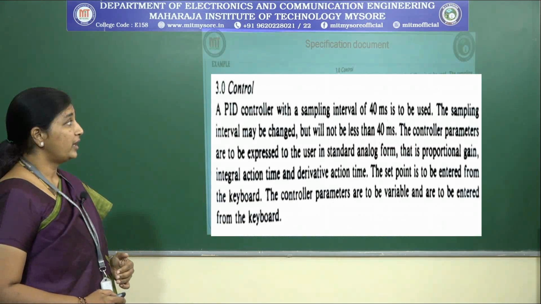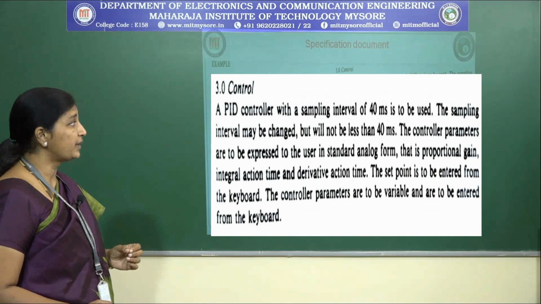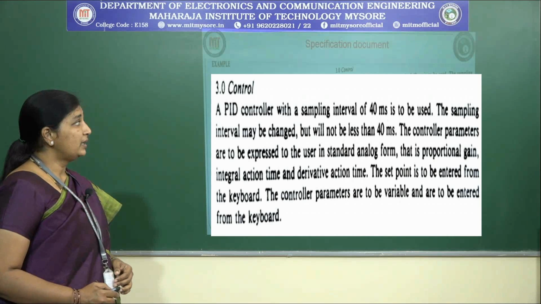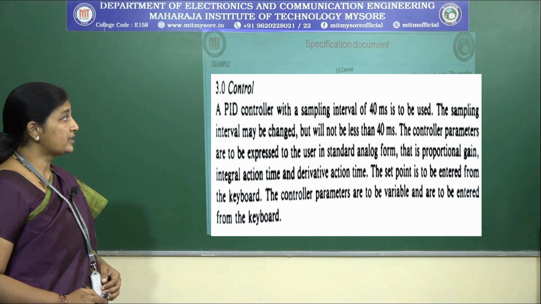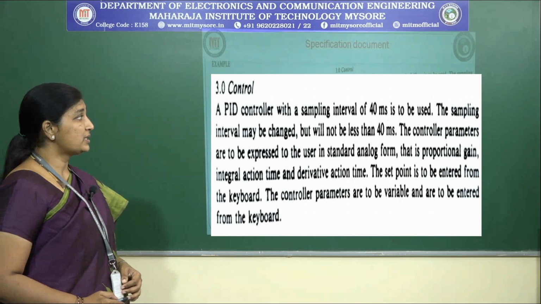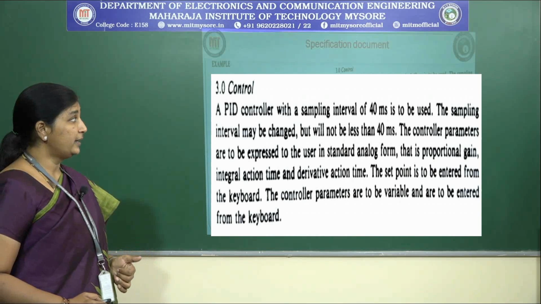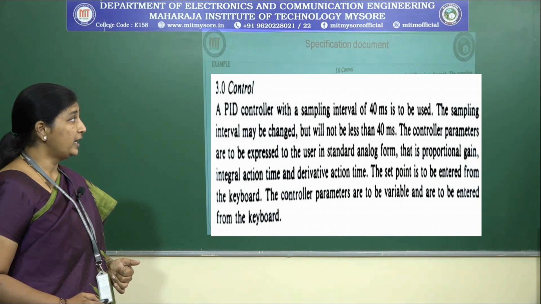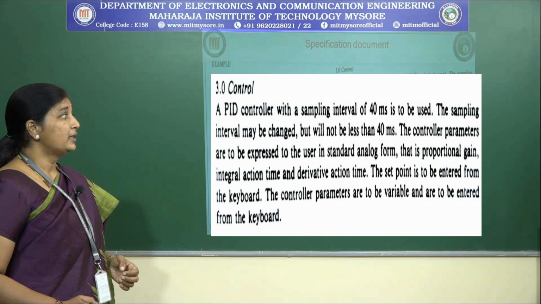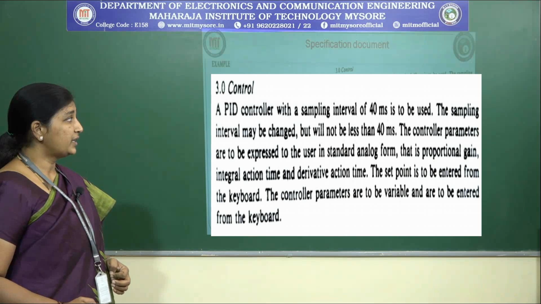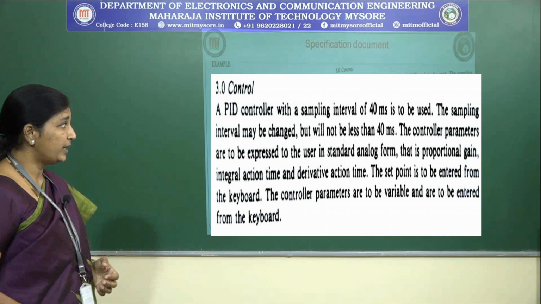So a PID controller with a sampling interval of 40 milliseconds is to be used, that is the specification. The sampling interval may be changed but will not be less than 40 milliseconds. The controller parameters are to be expressed to the user in the standard analog form, that is proportional gain, integral action time, and derivative action time. The set point is to be entered from the keyboard, and the controller parameters are to be variable and are to be entered by the keyboard.